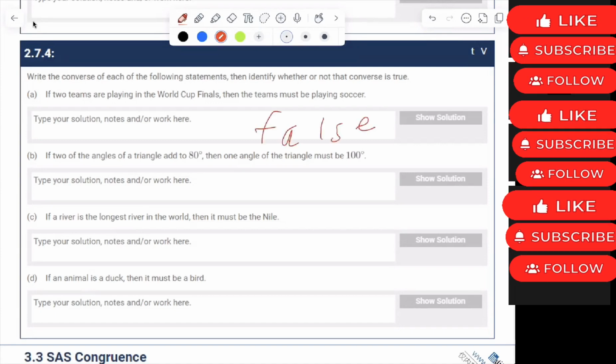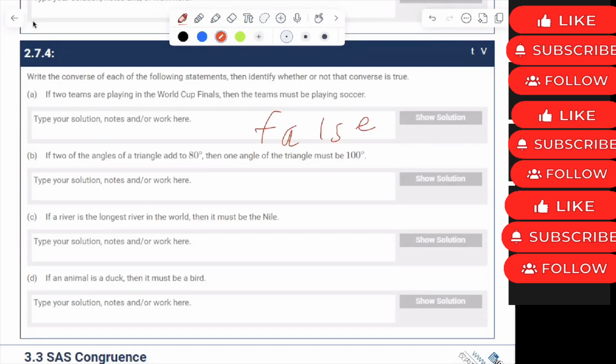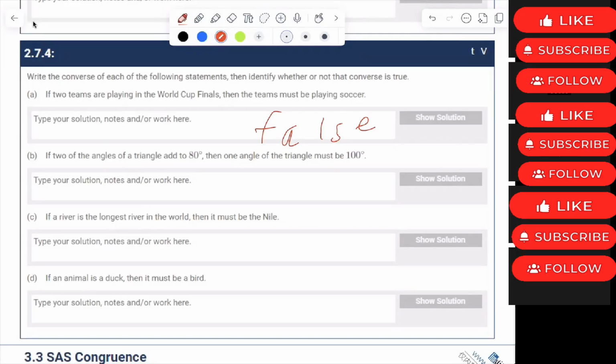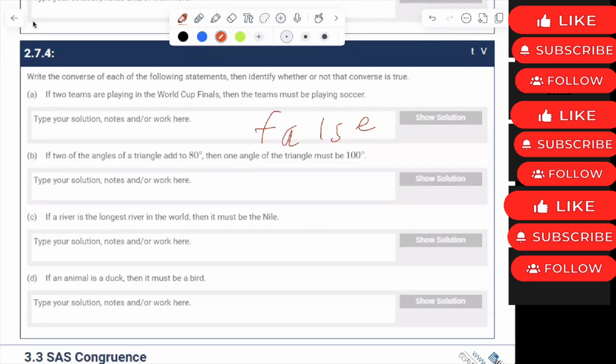If two of the angles of a triangle add up to 80 degrees, then one of the angles of the triangle must be 100 degrees. The converse is just reversing this. If one of the angles of the triangle is 100 degrees, then two of the angles add up to 80 degrees. This is true.